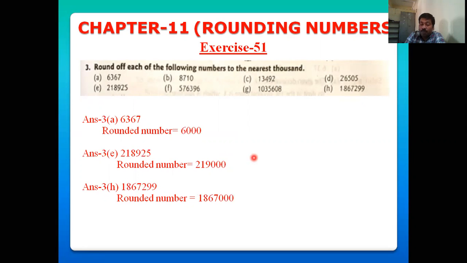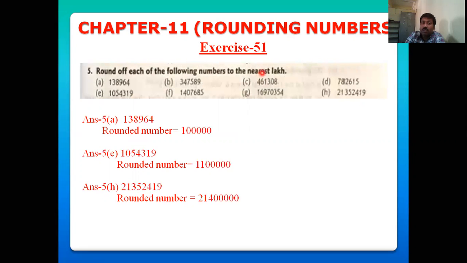So the rules will be the same for all the rounding numbers. If you want to write the nearest thousand, nearest hundred, nearest 10,000, nearest crore, nearest lakh, and so on. So, boys, in the next question, here is the nearest lakh. How can we find the nearest lakh?